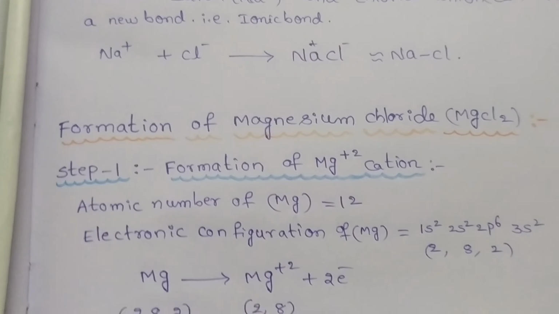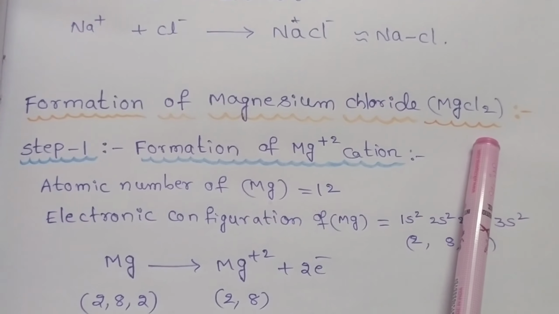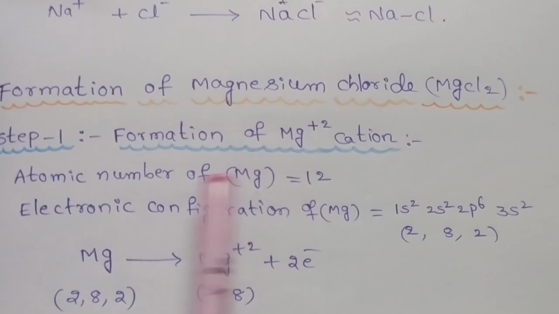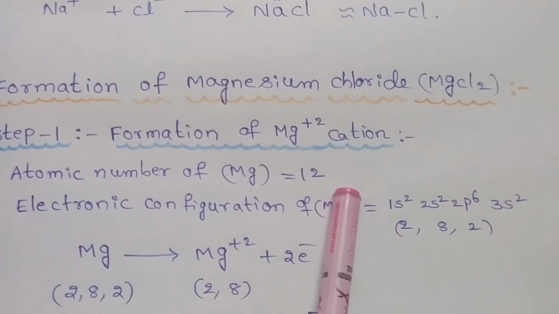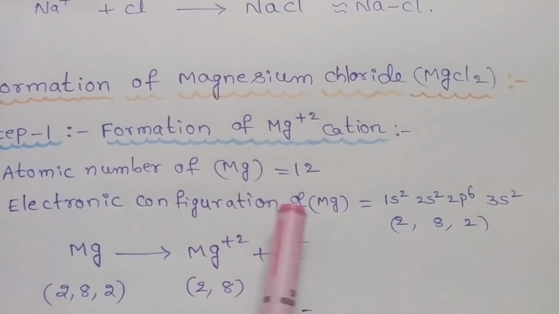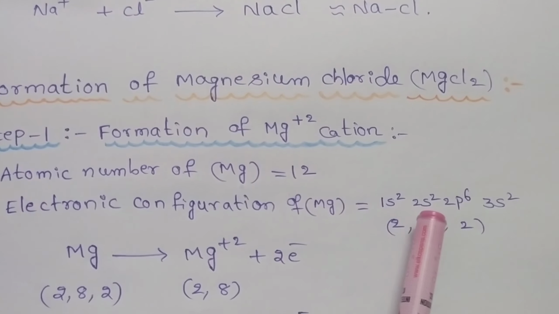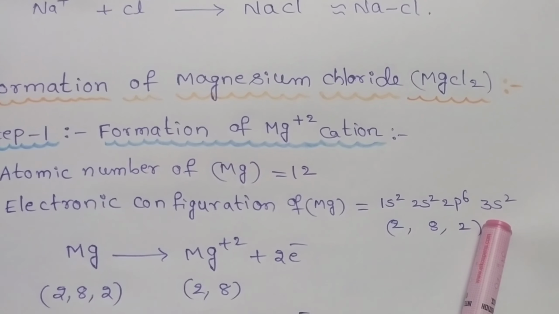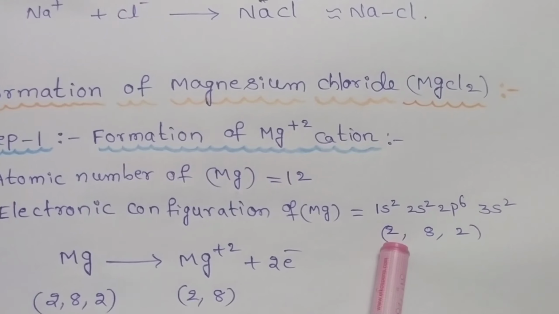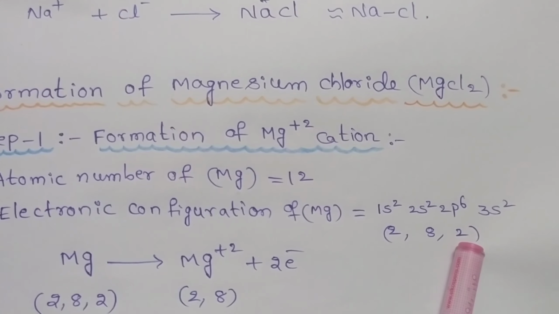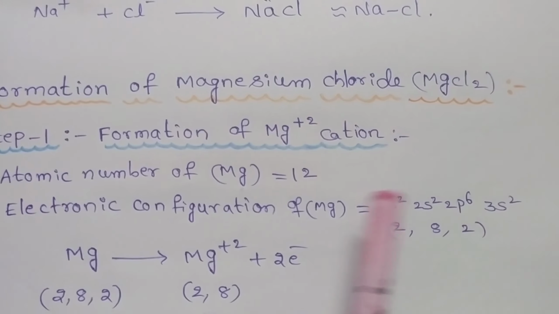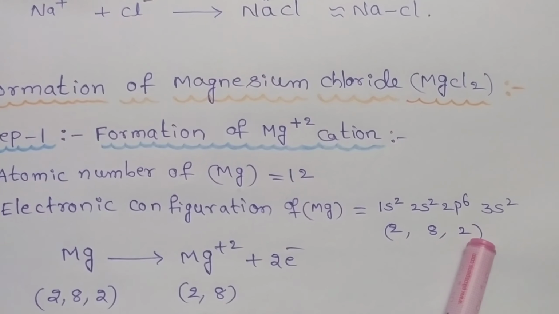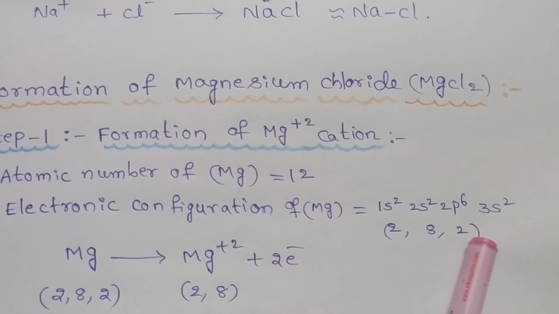Now we discuss the formation of magnesium chloride molecule. Step 1. Formation of magnesium cation. The atomic number of magnesium is 12. The electronic configuration of magnesium is 1s2, 2s2, 2p6 and 3s2. In short notation, we can write it as 2, 8, 2. But according to the octet rule, this magnesium atom will get stability by losing its outermost or valency 2 electrons.